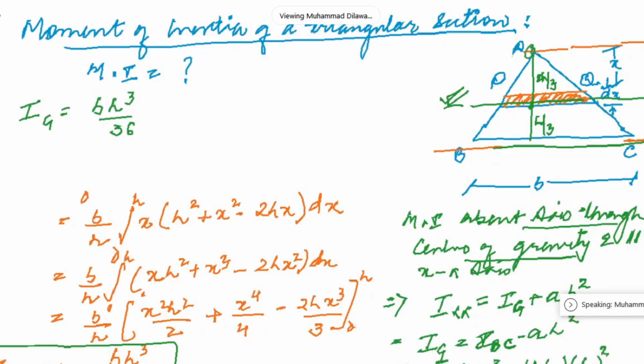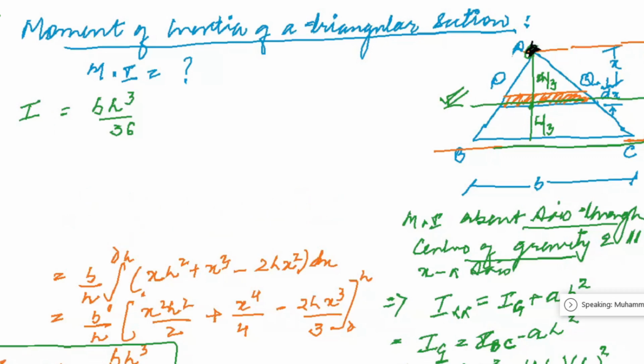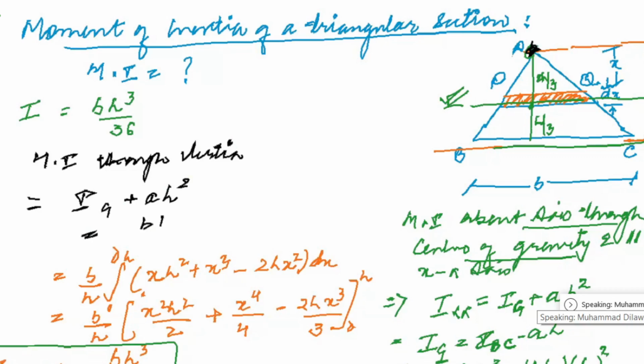Now, if you want to calculate the moment of inertia from the top, through its vertex, then it will simply be equal to Ig, where Ig is the center of gravity moment of inertia, plus A h square, which comes out to be BH cube by 4, the moment of inertia through its vertex. This was regarding the moment of inertia of a triangular section.